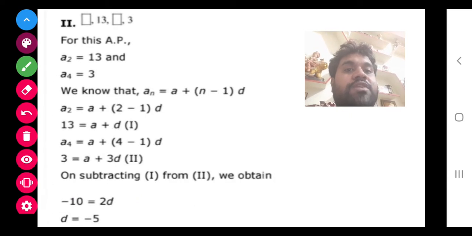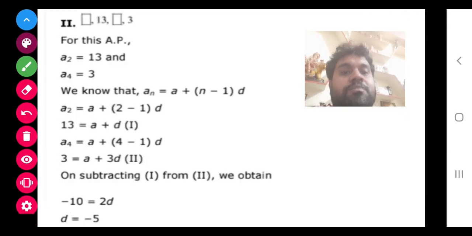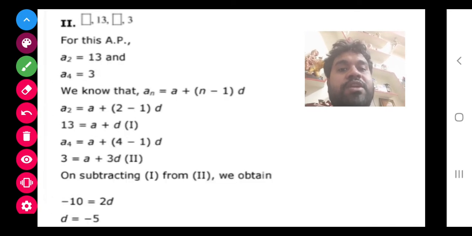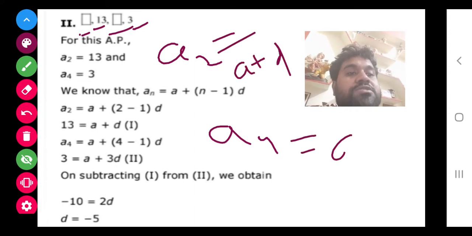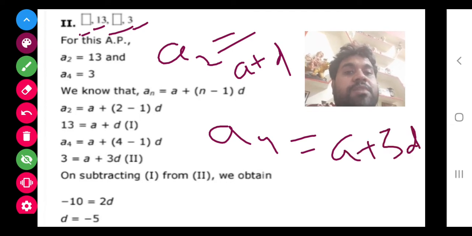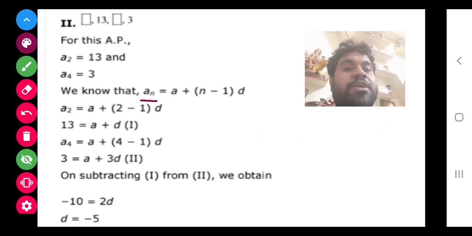Similarly, for the next one, we have to find two values. So this value we have to determine, and this value. But what is given, we have to see that also. A2 is given and A4 is given. A2 is, in shortcut, a plus d, and A4 is a plus 3d. But they are using the an formula, so you can apply this also. On applying the an formula, in place of n they have substituted 2.